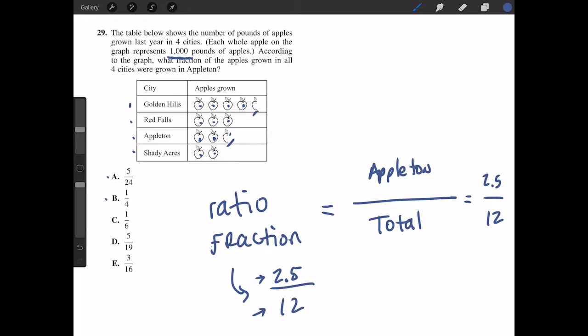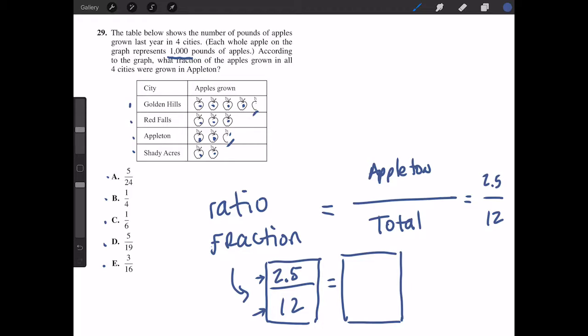The problem is that if we scan our choices here, A, B, C, D, and E, we'll realize that we don't have any fractions with numbers that have decimals in the numerator. That's because typically fractions are simplified to the point where we're using whole numbers or integers in both the numerator and the denominator rather than numbers with decimals. So how do we find an equivalent fraction to 2.5 divided by 12 that is in terms of integers, not numbers with decimals?